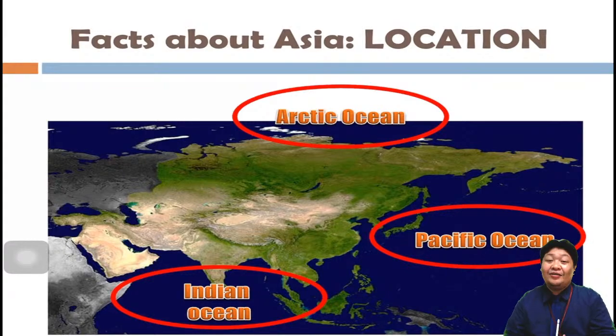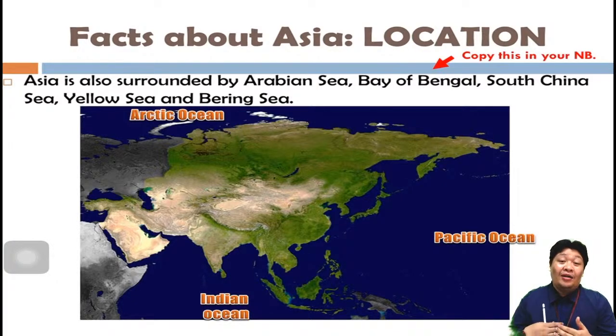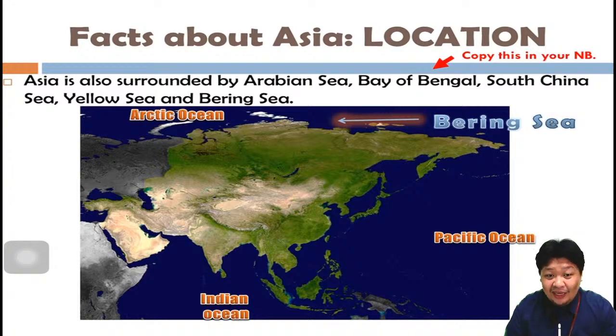Let's go to another slide. An ocean is a big body of water, so inside an ocean you can find seas as well. What are some of the important seas that border Asia? Let's find out. The first one is the Bering Sea, class. The Bering Sea is part of the Arctic Ocean. You can find the Bering Sea in the north. That's one of the border seas of Asia.